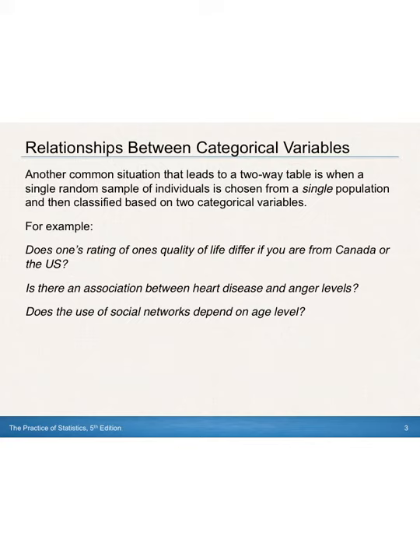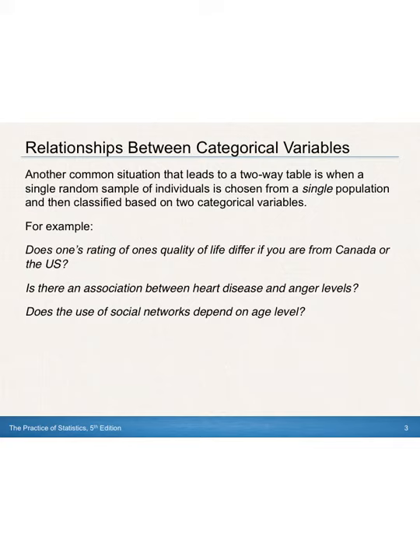So chi-square tests have to do with a relationship between categorical variables. So we've already talked about when you have more than one population or more than one treatment and you're looking to see if there's a difference between those populations or the treatments in an experiment.